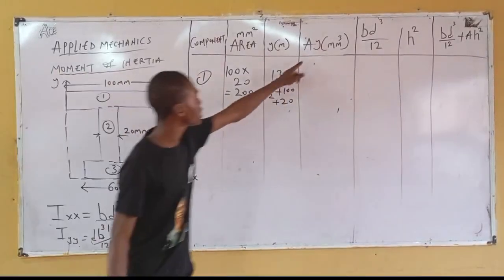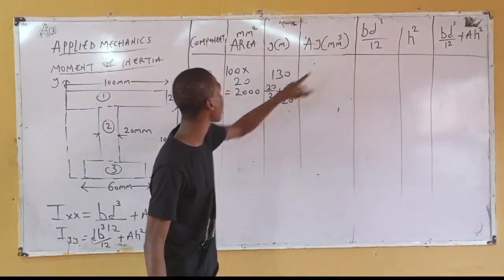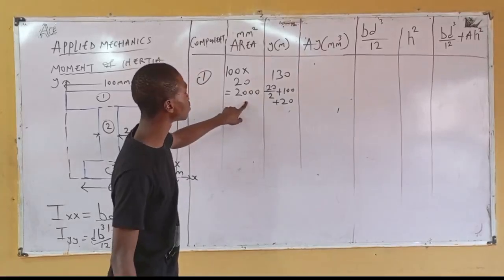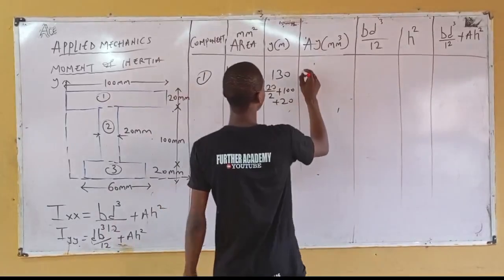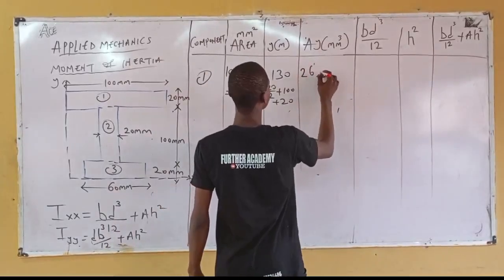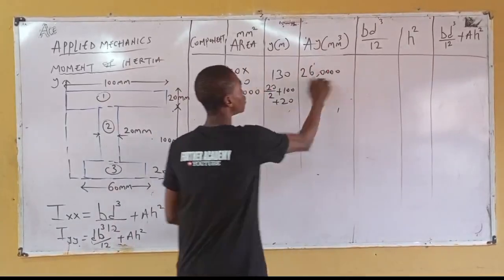Now, moving on to the next column, Ay. Your A is 2000. Your y is 130. What's the value of this? 260,000. You are done with this one.